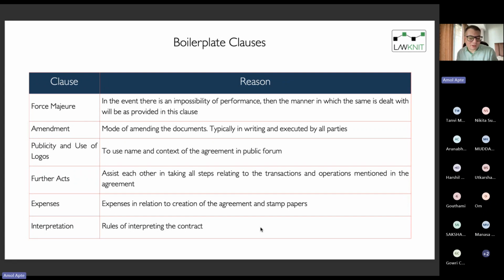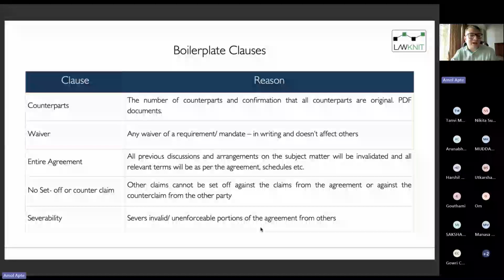Then interpretation, as to if there are certain rules of interpretation. Say, for example, if there are certain specific terms which are defined in certain specific formats in the contract, you will need that interpretation clause telling that the first clause that you refer to is the interpretation clause, then the definition clause, and then if there is still some confusion, then maybe the general interpretation, etc., etc., will be captured in the interpretation clause.